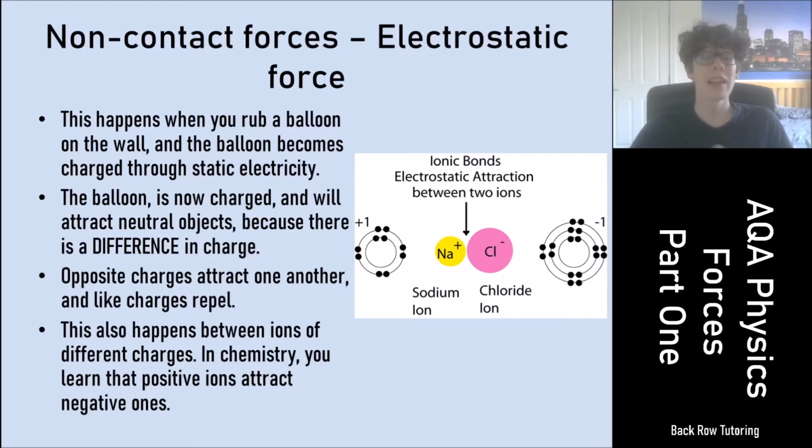Electrostatic force happens when you rub a balloon on the wall, and then the balloon becomes charged through static electricity. The balloon is now charged, and will attract neutral objects because there is a difference in charge. Opposite charges attract one another, and like charges repel. This also happens between ions of different charges. In chemistry, you learn that positive ions attract negative ones, and that's shown in this little diagram on the right here. If you have a positive sodium ion, that might be attracted to a negative chloride ion.